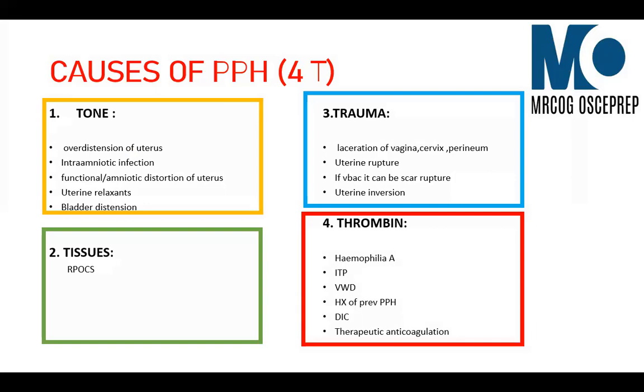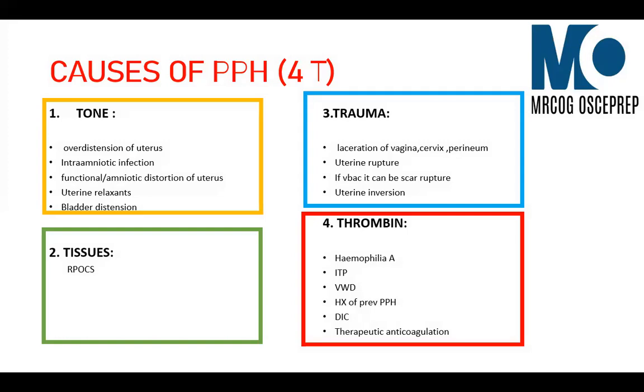And this can be due to over distension of the uterus, or it can be because of any infection, intra-amniotic infection like chorioamnionitis. It can be because of any functional or anatomical distortion of the uterus. It can be uterine relaxants that can be used, or bladder distension that can lead to uterine atony. The other thing is that if there is any retained product of conception left behind, that can cause postpartum hemorrhage.